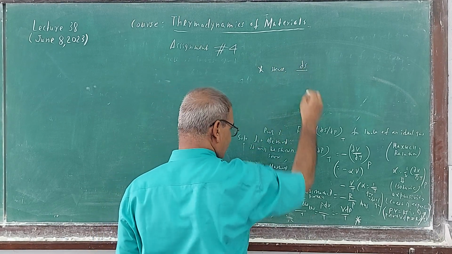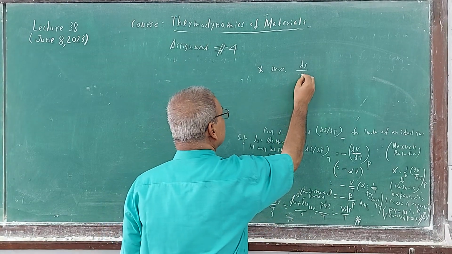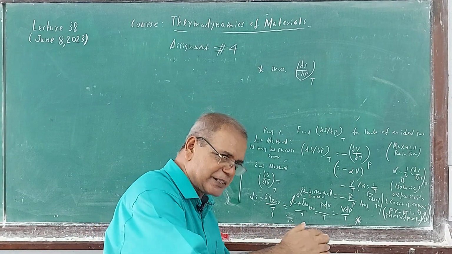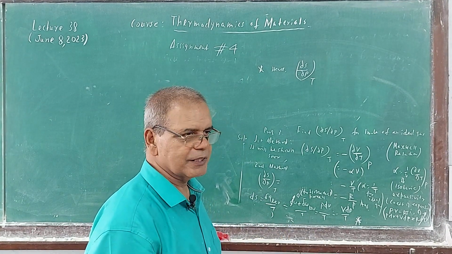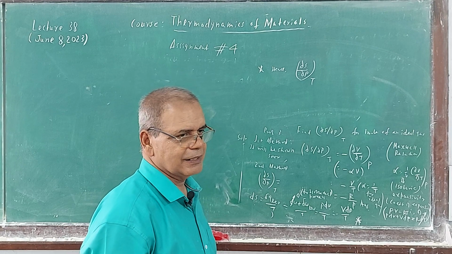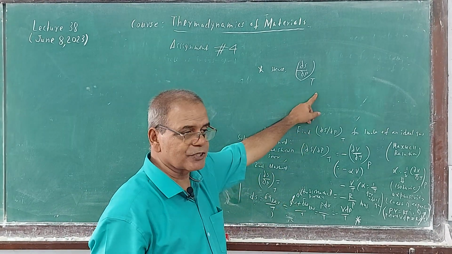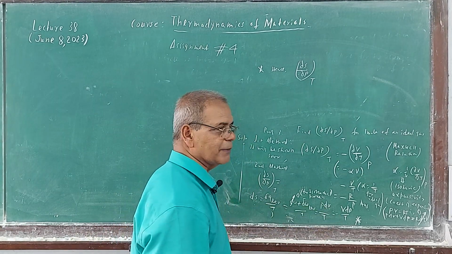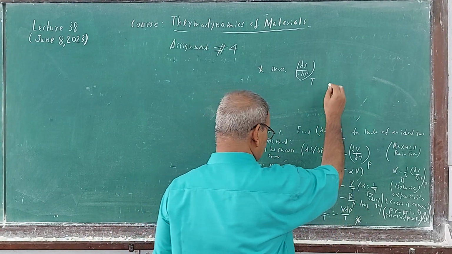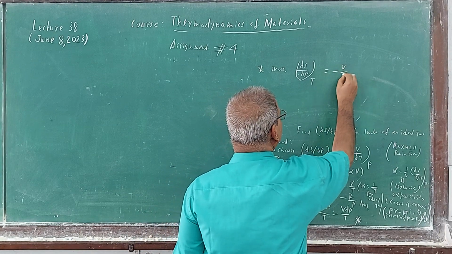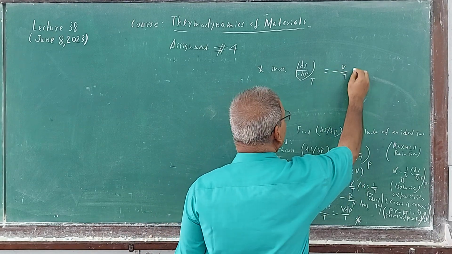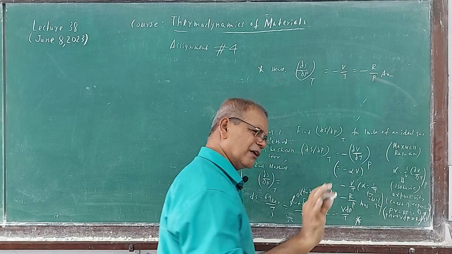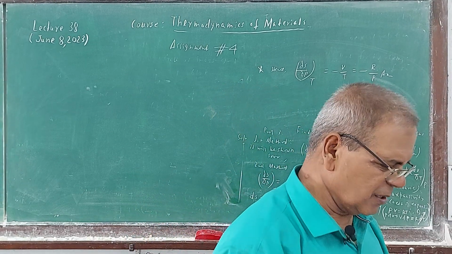Hence del S by del P at constant temperature. Remember, the moment you give a constant, write partial derivative. Don't write dS dP, write del S, partial derivative, because the restriction is there, constant temperature. It is not a full derivative. Del S by del P at constant temperature is minus V by T, which is also equal to minus alpha V, and any V by T answer will do.